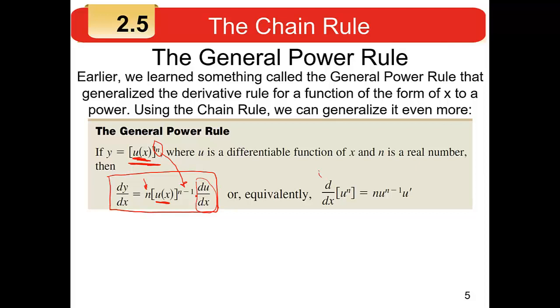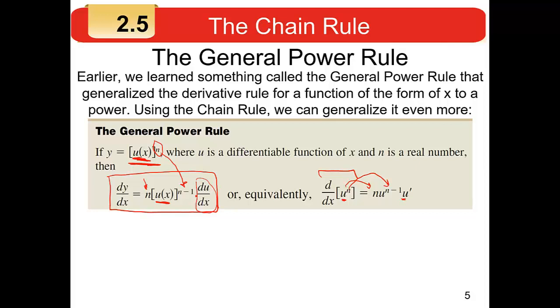Another formulation of it would be to say something like this. d/dx, the derivative of u to the n, is the same old power rule. You take the n and bring it as a coefficient. You drop the exponent n and make it n minus 1. But then you've got to go back and take the derivative of the inside, which is the u. So then you have to do u prime.